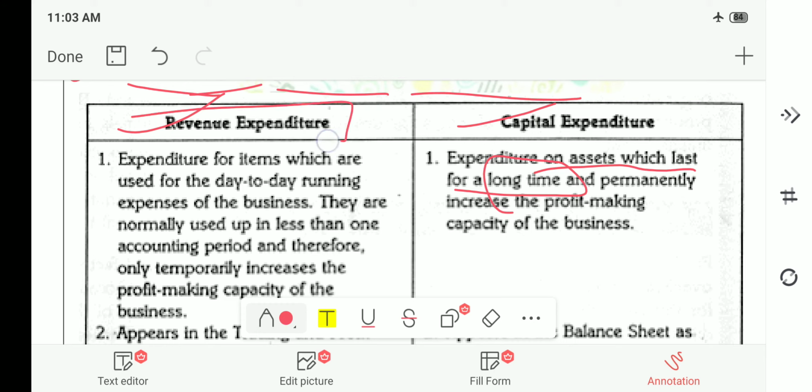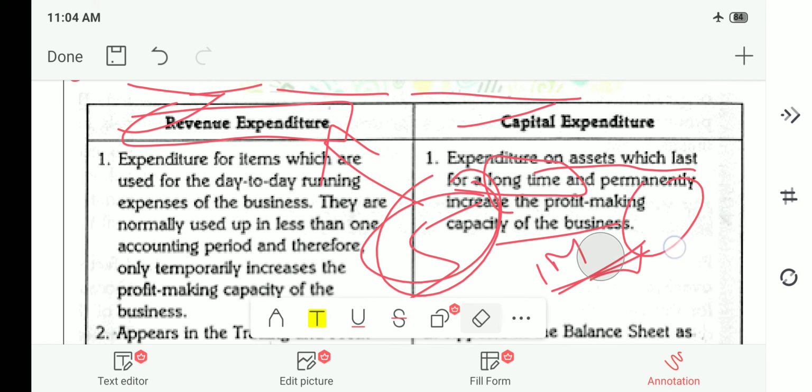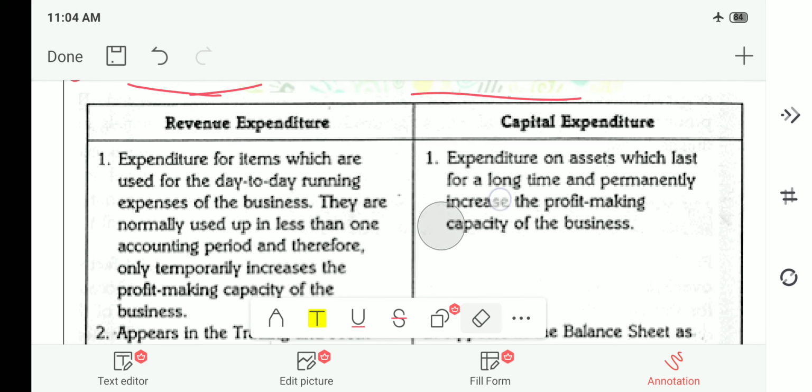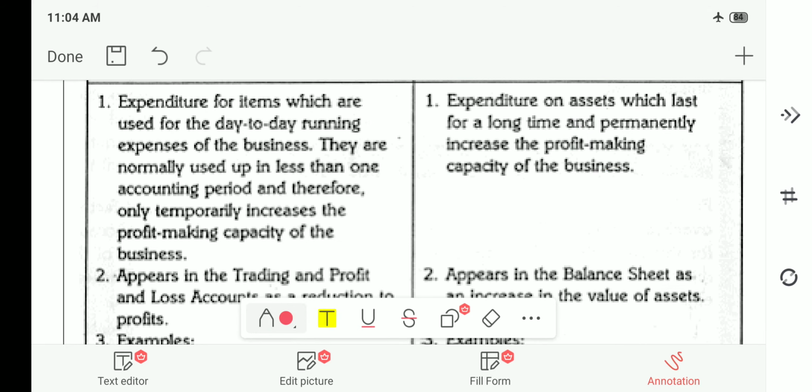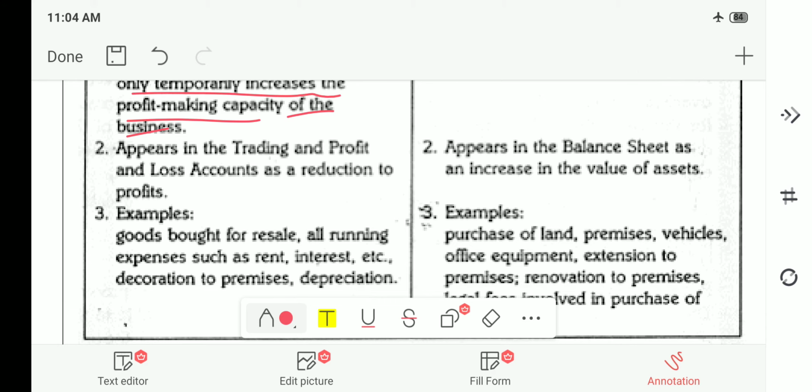But what is revenue expenditure? That is the 5 lakh that I am spending on a machine in order to run it immediately, right? This 5 lakh is a revenue expenditure. Now we can understand the definitions. Revenue expenditure is for items which are used for the day-to-day running expenses of the business. They are normally used up in less than one accounting period and therefore only temporarily increase the profit making capacity of the business. Capital expenditure is expenditure on assets which last for a long time and permanently increase the profit making capacity of the business.